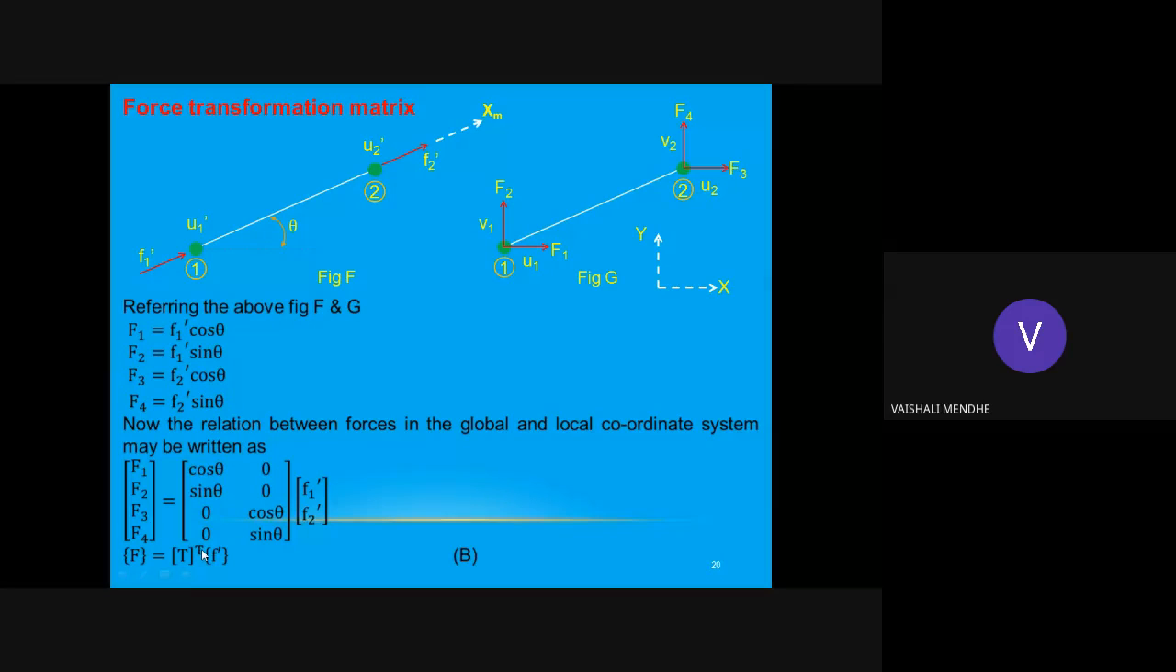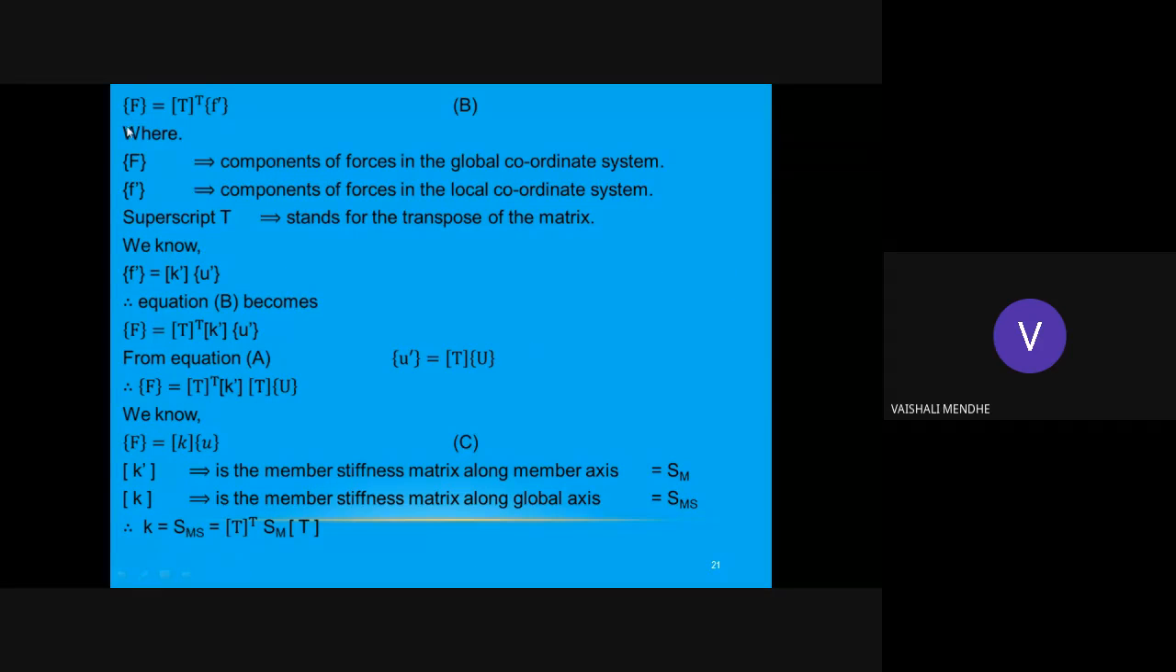The superscript T, what is the meaning of this? We got the transpose of the transformation matrix. You have the transformation matrix, and we got its transpose. So F is equal to T transpose into F'. You can see in the next, this relation we got, I have given it as equation B. F is equal to T transpose F', where capital F is the component of force in the global coordinate system.